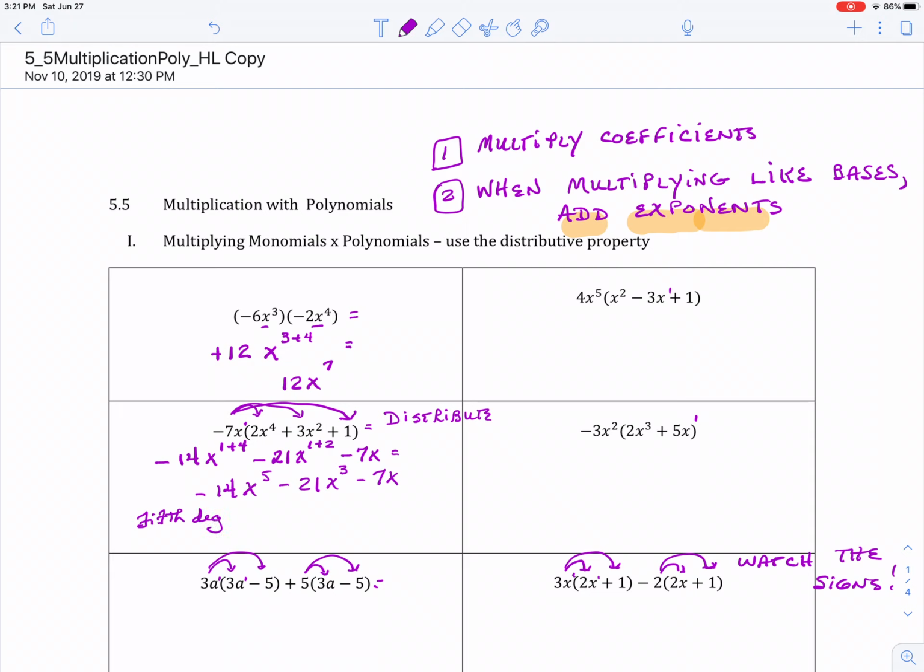This is a trinomial because it has 3 terms. And the lead coefficient is negative 14. So those are some vocabulary words just to remember.